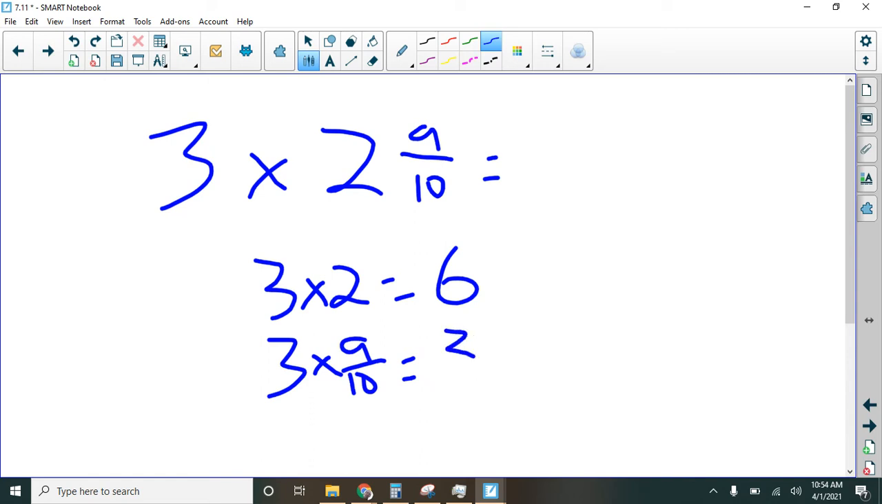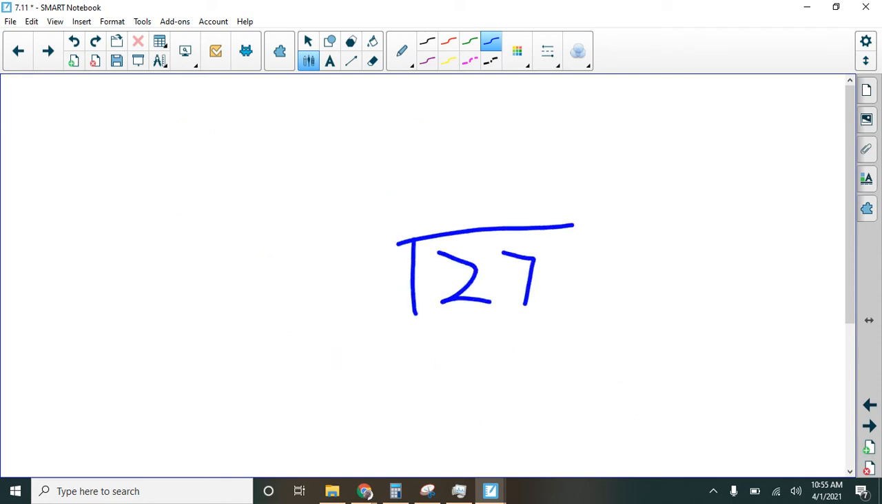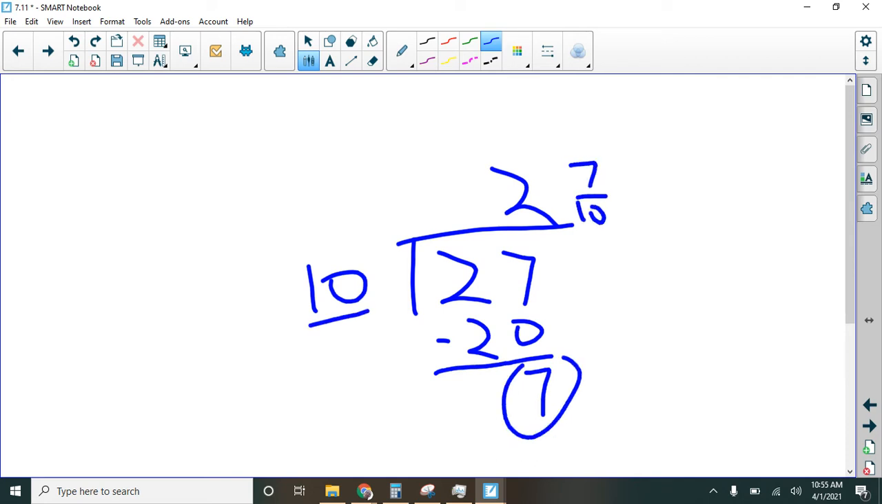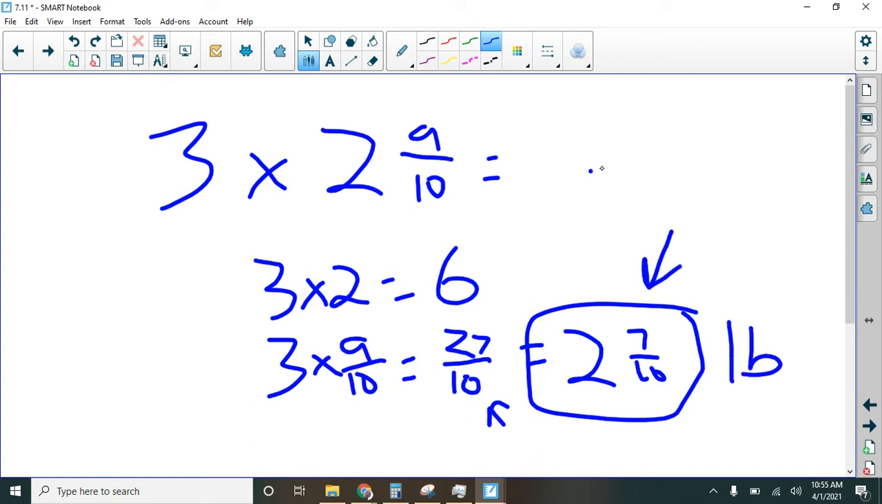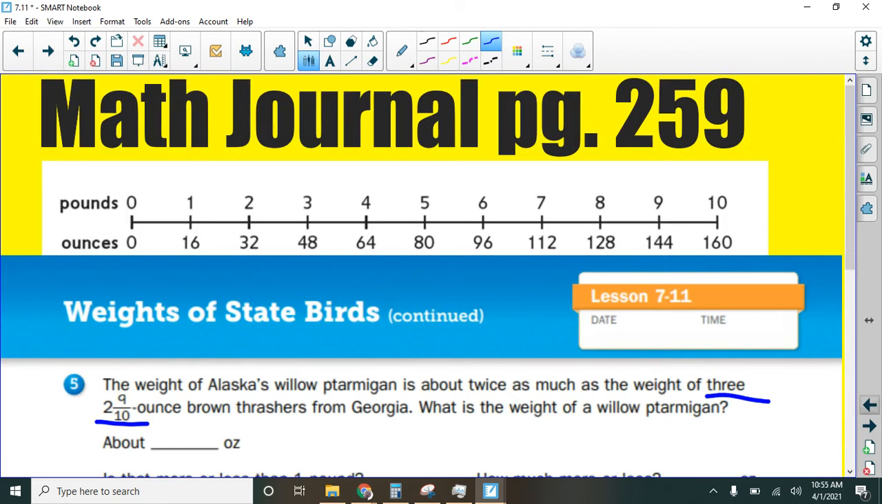If you said 27/10, that's mostly right, but I want you to get in the habit of changing these into mixed numbers, because we can't really leave it like that. So how many 10s are in 27? 2, right? And then there would be 7 left over. Really, these are just little division problems. That's really just 27 divided by 10. How many? 2 and 7 left over. So 7, and we were dividing by 10. 2 and 7/10. So this is how much 3 of those brown thrashers weigh. Label, right? This is 3. We'll call them BTs. Oh, look at that, BTS. Yep, Mr. White knows who BTS is.